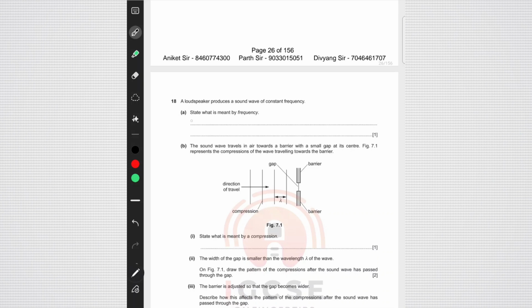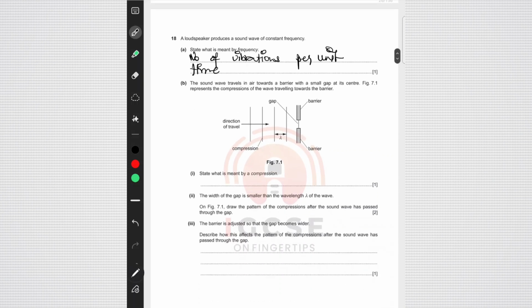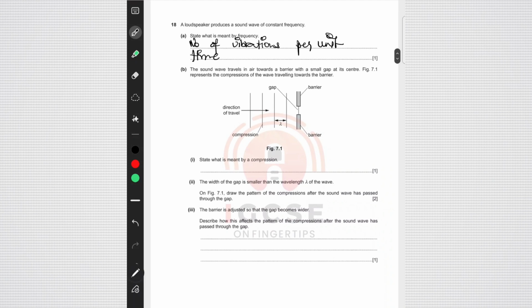A loudspeaker produces a sound of constant frequency. State what is meant by frequency. Number of vibrations per unit time, or per second, you know, that is frequency.